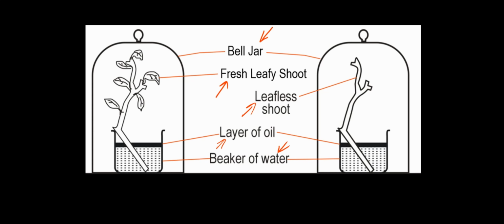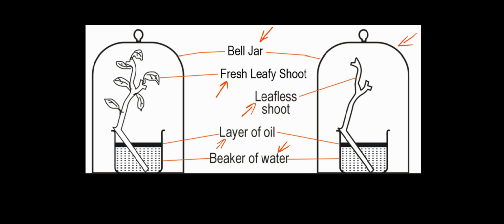And the observation we are going to have from this experiment goes as thus. In the plant that has the fresh leafy shoot, it will be observed that droplets of liquid will be seen on the inner surface of the bell jar. While for the leafless shoot, there will be no liquid; that is, droplets of liquid will not be seen in the bell jar.